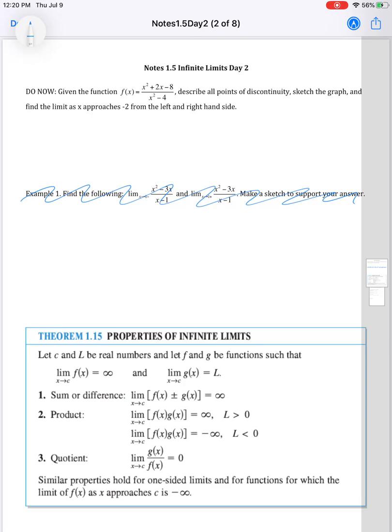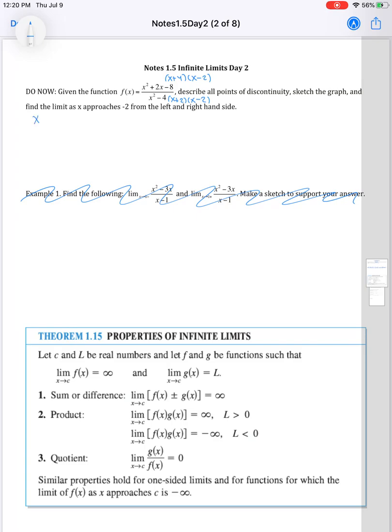So it says, given the function (x squared plus 2x minus 8) over (x squared minus 4). So we have a lot to do here. Describe all points of discontinuity, sketch the graph, find the limit as x approaches -2 from the left and the right. So step 1, we look at our function. We say, okay, well, bottom is a difference of squares. Top is a trinomial.